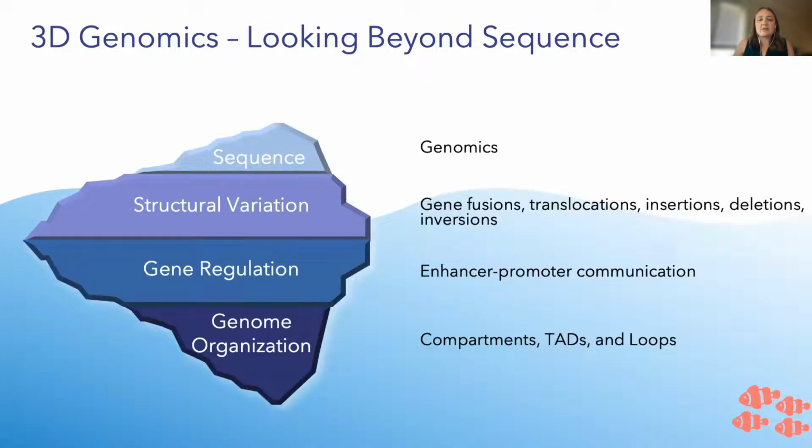So when we think about 3D genomics, we can see that the sequence is really just the tip of the iceberg when it comes to understanding genome function. Using a 3D genomics approach, we can understand not only the sequence, but also structural variation, translocations, indels, inversions. And going further, it helps us to understand the mechanisms of gene regulation, or even broader genome organization like chromosomal compartments, topologically associating domains, or looping structures, all of which can affect genome function.